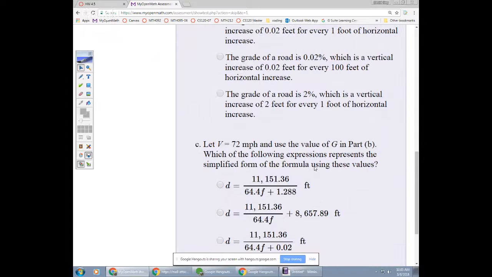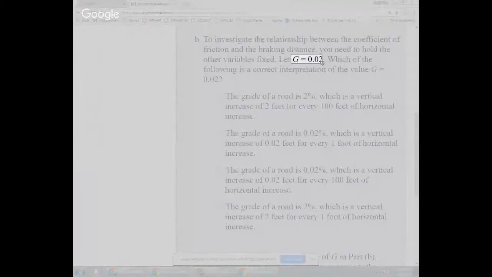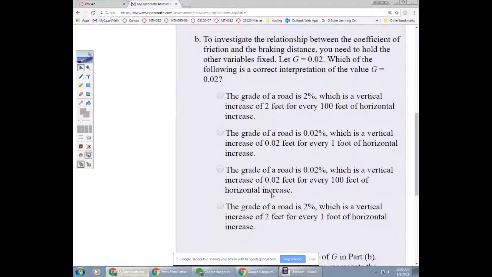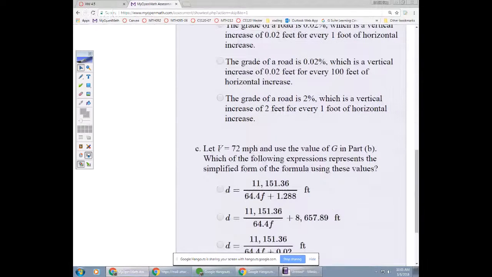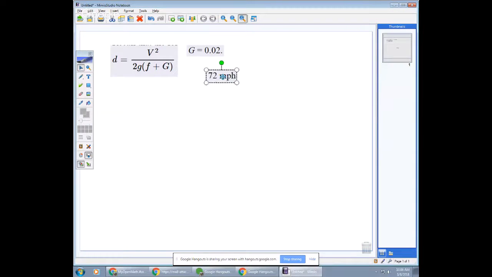All right, so let me see, what do we got? We got G is 0.2. Let me just gather all the information. And then V is 72 miles per hour. So then from there, we got to build an equation. All right, what else am I missing here?